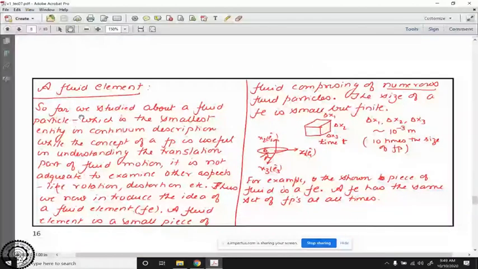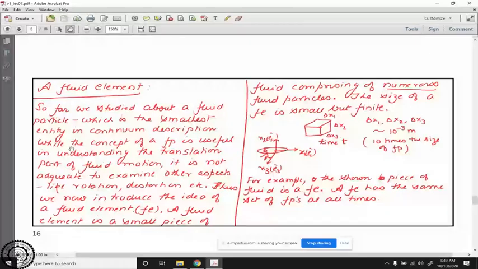So another definition, we have a fluid element. So far I have talked about a fluid particle. Now I'm talking about a new entity called a fluid element. What is a fluid element? So far, we studied a fluid particle, which is the smallest entity in the continuum description. We considered it to be a point mass.